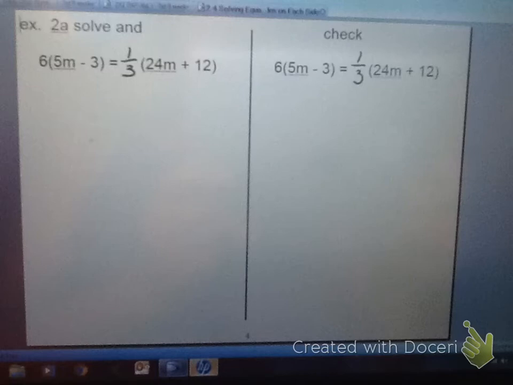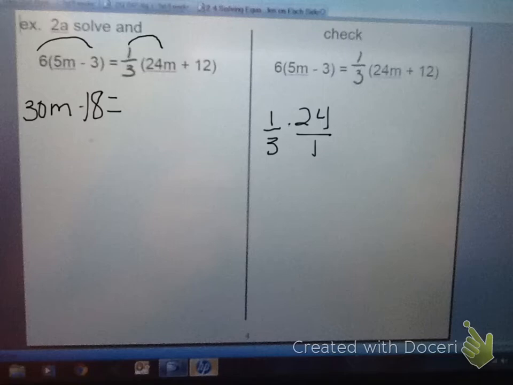Example 2a, I have to first do the distributive property. So 6 times 5 is 30m, minus 6 times 3 is 18, now do this distributive property here, 1/3 times 24m. Now, that is if you need to go to the side and multiply, that's 1/3 times 24 over 1, cross reduce, 3 goes into 24 8 times, so that's 8m.